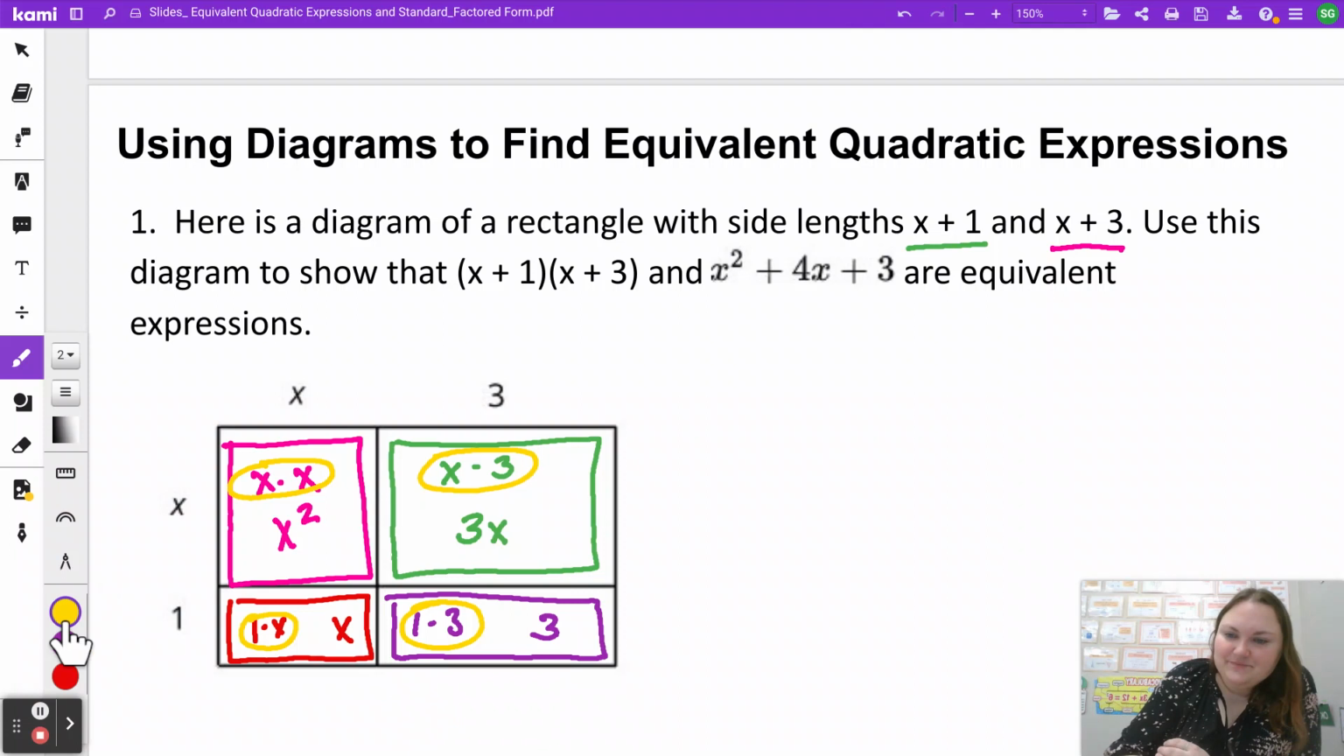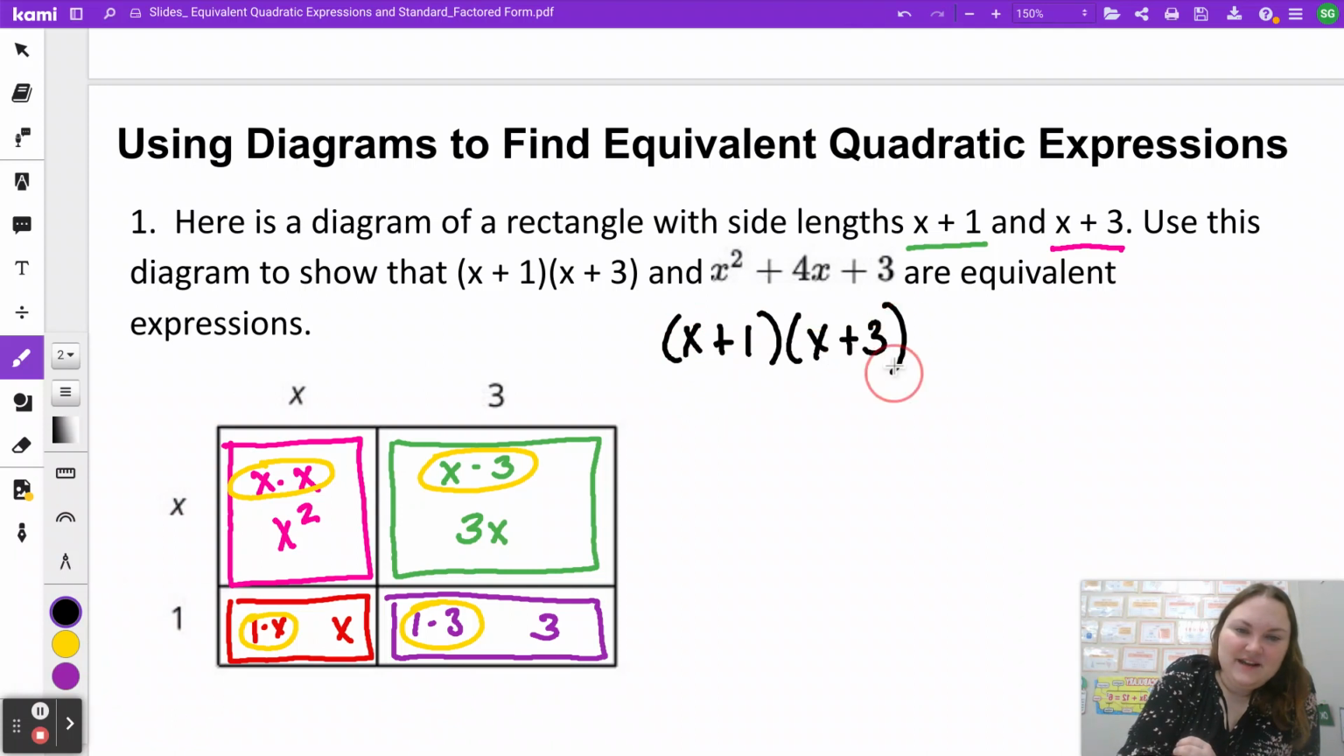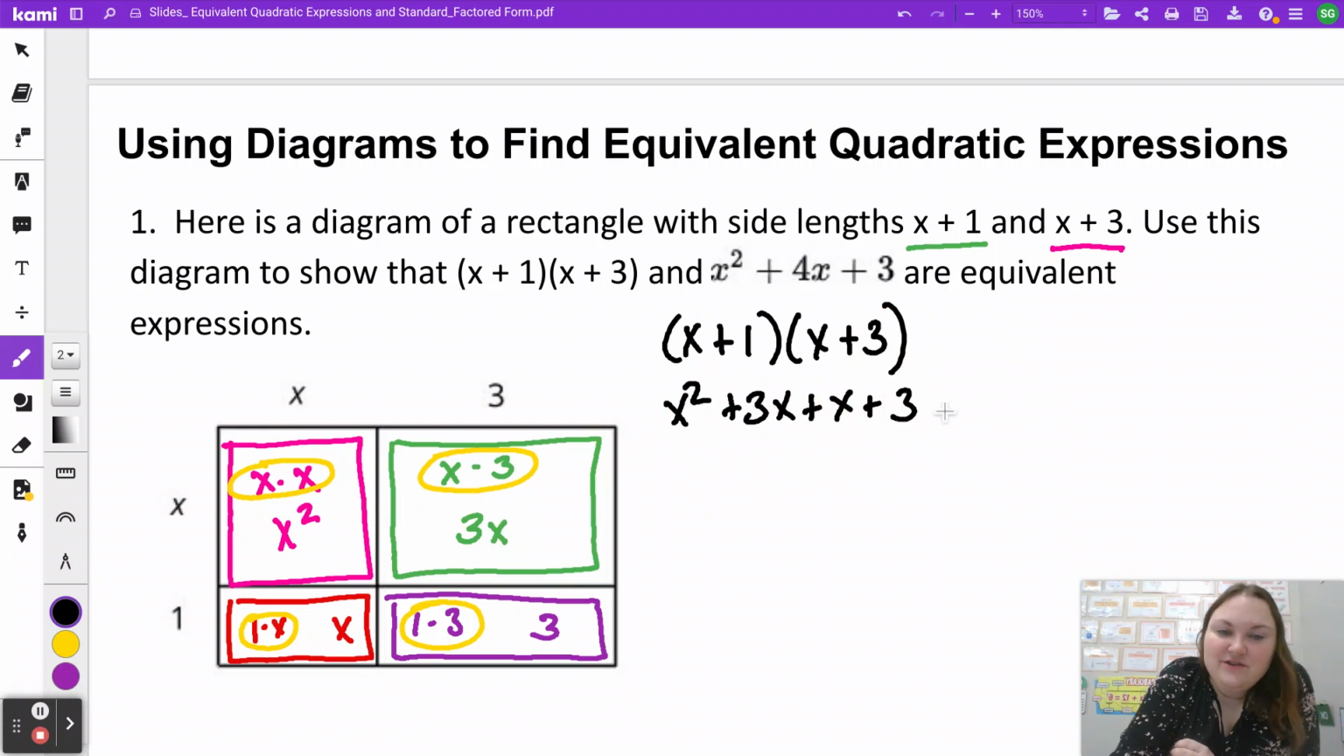those are the answers. And so this diagram right here is showing me that x plus 1 times x plus 3 would equal x squared and then plus 3x plus x and plus 3. And you could write down those 4 terms in any order you want. You could do x squared plus x plus 3x plus 3. It's the same idea. Now, there is something we need to do here, and the question's giving you a clue.